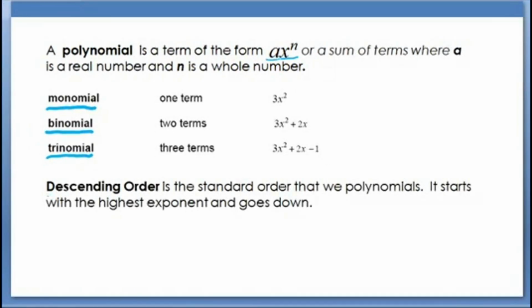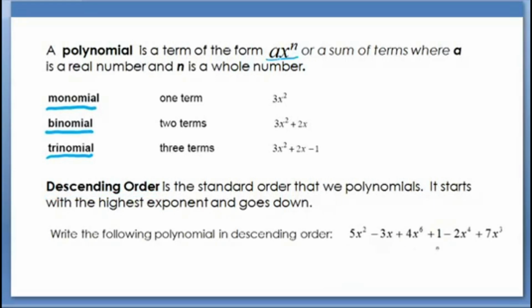Descending order is the standard order that we write polynomials. It starts with the highest exponent and goes down. Let's rewrite this polynomial in descending order. So we want the term with the highest exponent to go first. So our 4x to the 6 should go first. And then we'll go down with the exponents. I don't see an x to the 5th term, so we'll go to x to the 4th term. Then we'll look for x to the 3rd.